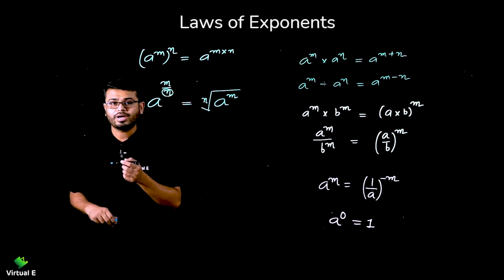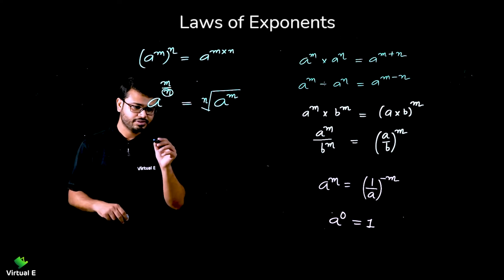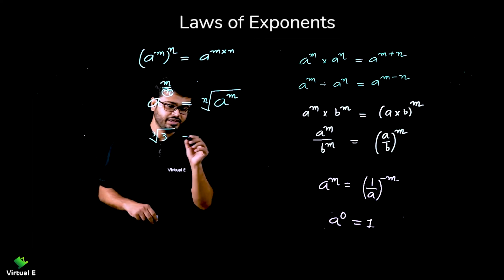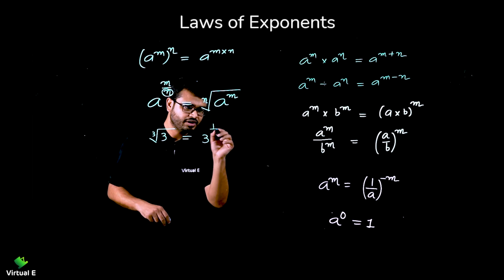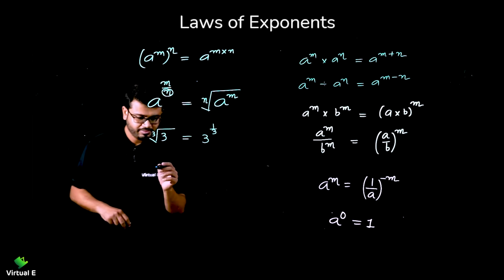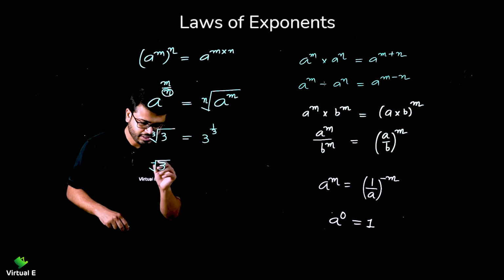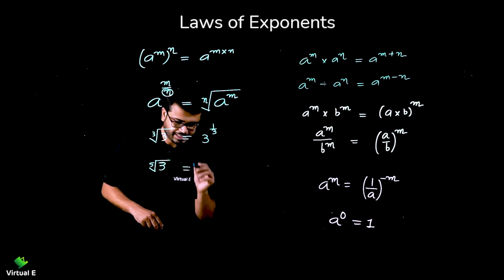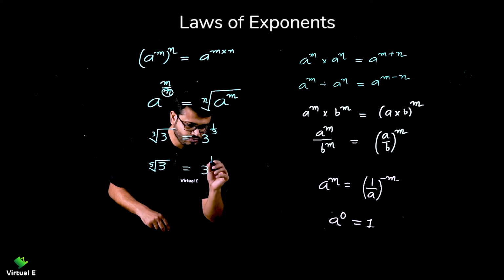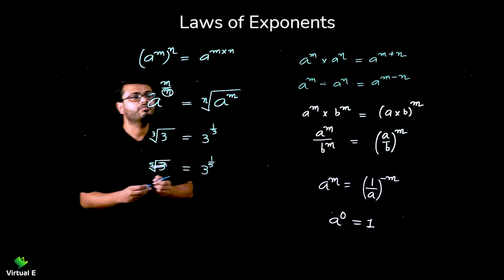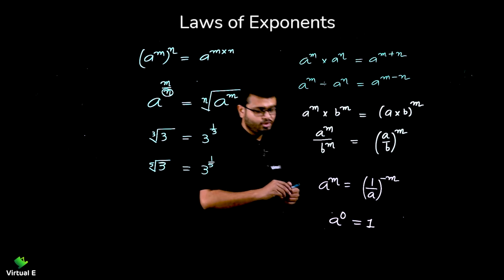So if we want to write the cube root of 3, then we can write 3 raised to 1 by 3, right? Or maybe the fifth root of it, let's say here 3 and 5 outside. That is written in the manner 3 raised to 1 by 5. That is the fifth root of 3. This is how we can learn the laws.